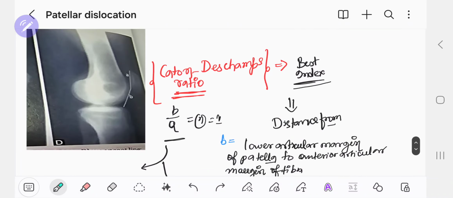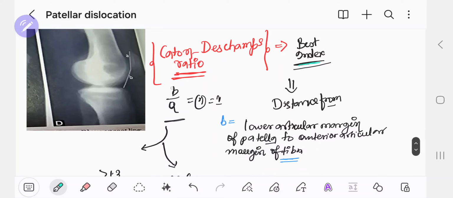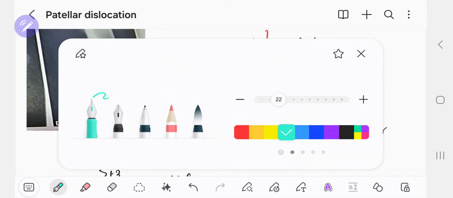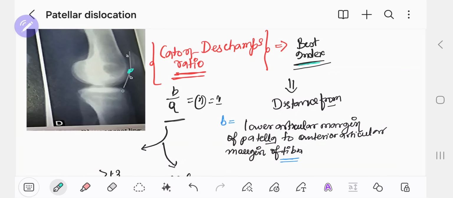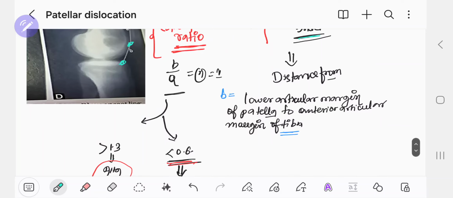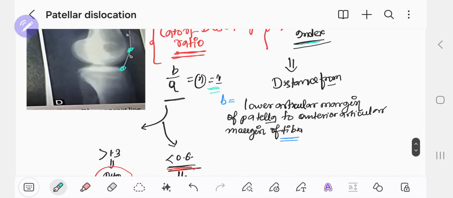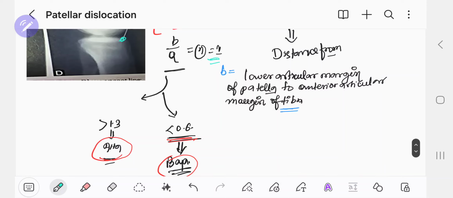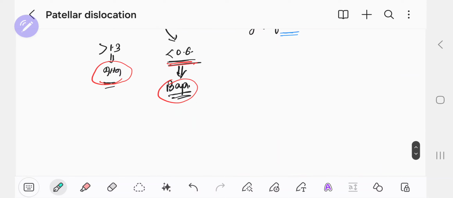The third index is the Caton-Deschamps ratio. It is the best index, it's more accurate than the Blackburne-Peel ratio. Here it's the ratio between the point B and point A. A is same as the Blackburne-Peel ratio, the length of the articular margin, but B is the length from the distalmost part of the articular margin to the anterior most part of the anterior articular margin of the tibia. So normally B upon A is 1. If it's more than 1.3, that's alta, and if it's less than 0.6, it's patella baja.